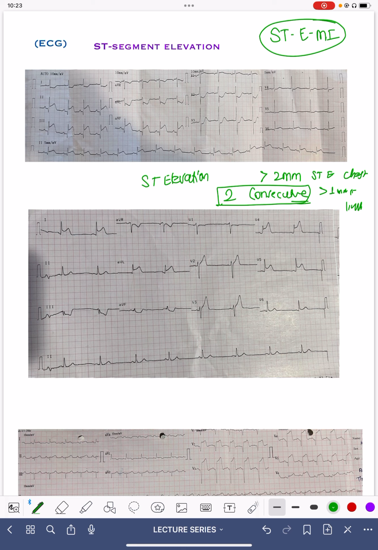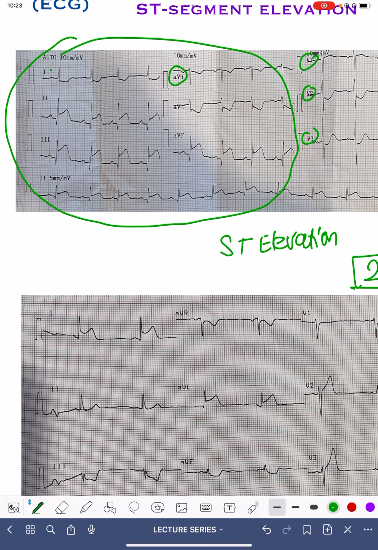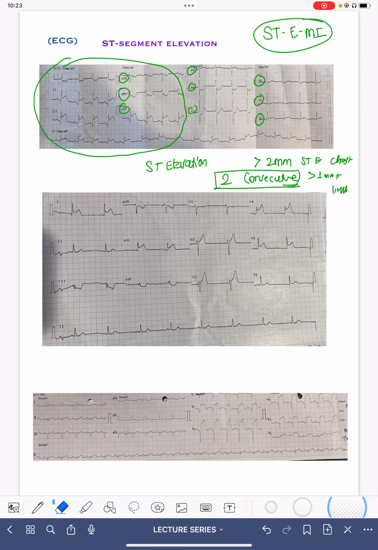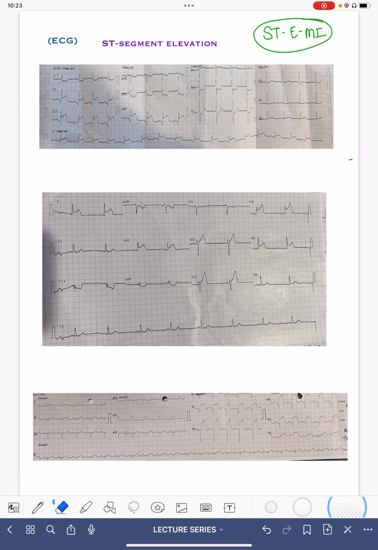Now, which are the chest leads? Chest leads V1, V2, V3, V4, V5, V6. These are all chest leads because we apply the lead on the chest, and they are counted as V1, V2, V3, V4, V5 and V6. And all the remaining leads are called limb leads. That is lead 1, lead 2, lead 3, lead AVR, lead AVL, and lead AVF. So there must be two consecutive lead involvement, and there must be more than 2 millimeter if it is chest, and more than 1 millimeter if it is limb lead.